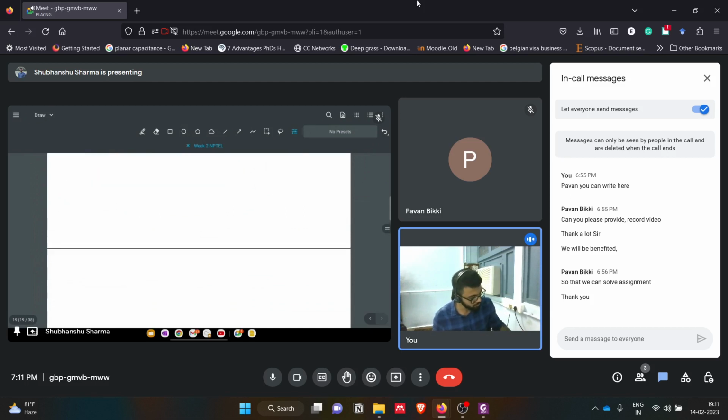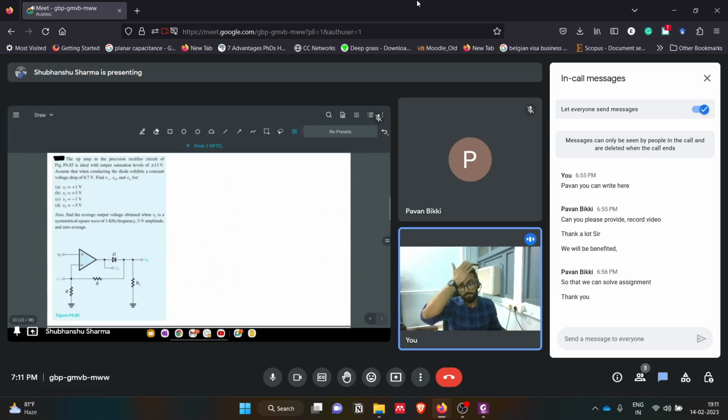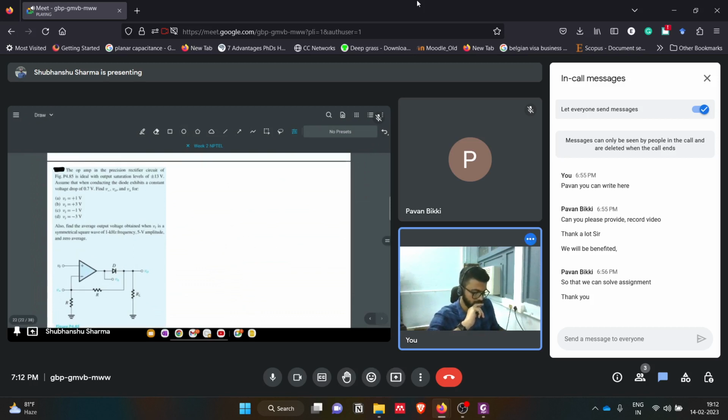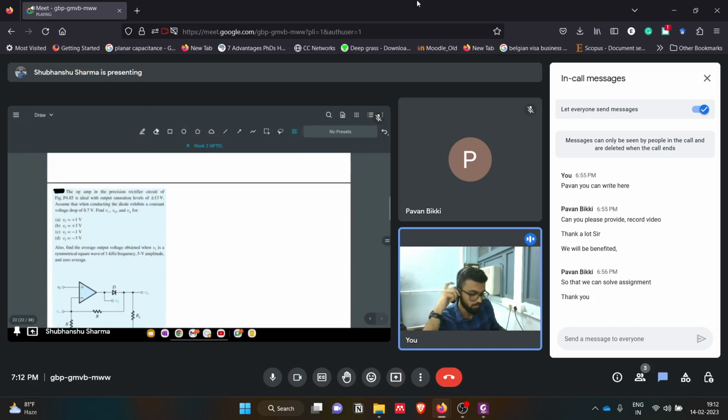Now I have some extra questions. These will help you center your concepts. They are somewhat similar questions, but will give you more idea about how to solve these circuits and diode circuits used in op amps. One such question is an op amp with a precision rectifier circuit. As I told you, this op amp configuration we use as a precision rectifier circuit.